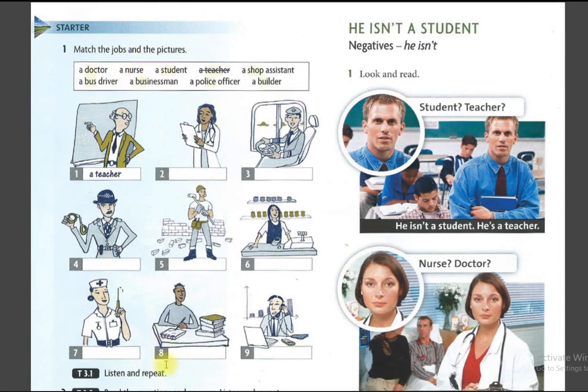Number eight, what do we have left? A student, yeah. This could be a student because he has tons of books and he's writing something, he's studying. And finally, we have the businessman. He's making phone calls, and look at the statistics behind him, as if he is managing a particular business. Businessman.